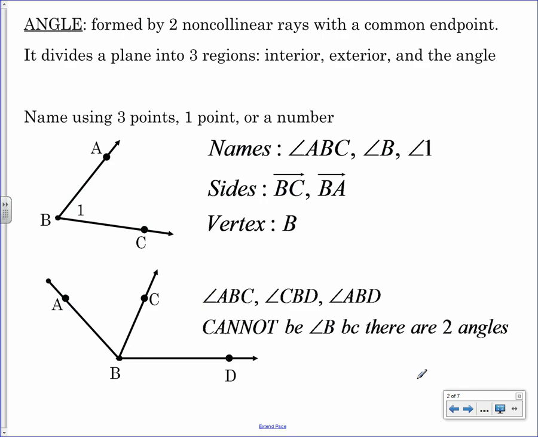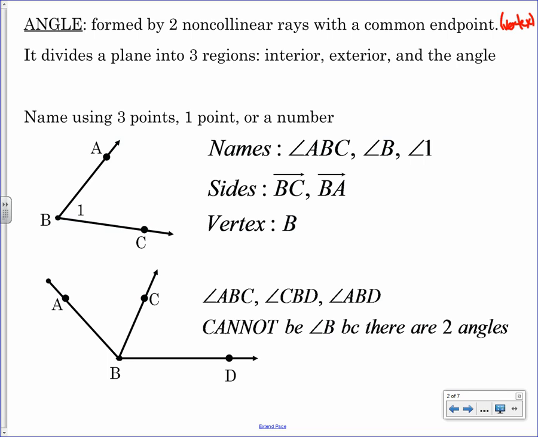Angle. It's formed by two non-collinear rays with a common endpoint. What do you call a common endpoint? If you look up here, two non-collinear rays with a common endpoint. What do I call this? Right here. What did you say? Vertex. Very good. Yep. That common endpoint is called a vertex. So probably put that in. Okay? It divides a plane into three regions: interior, exterior, and the angle itself. When you hear the word interior, what do you think? Inside. When you hear exterior, outside, and then on the angle would be on the angle, right?